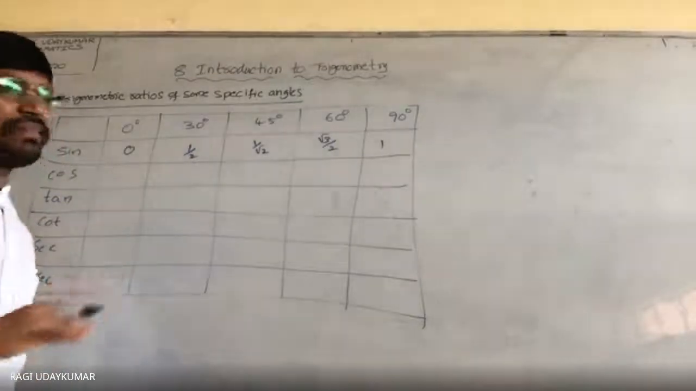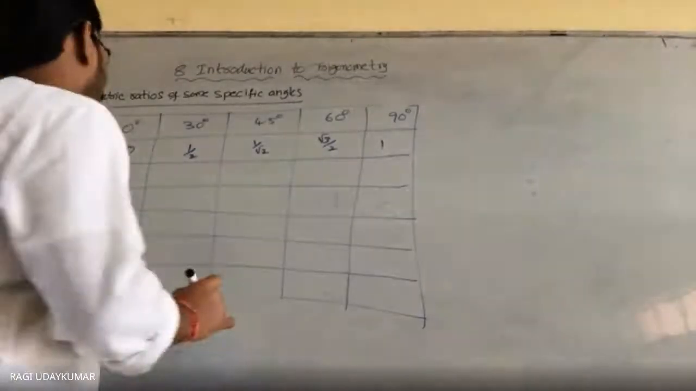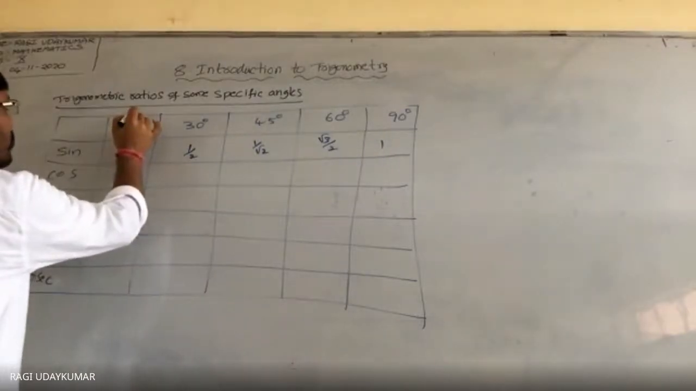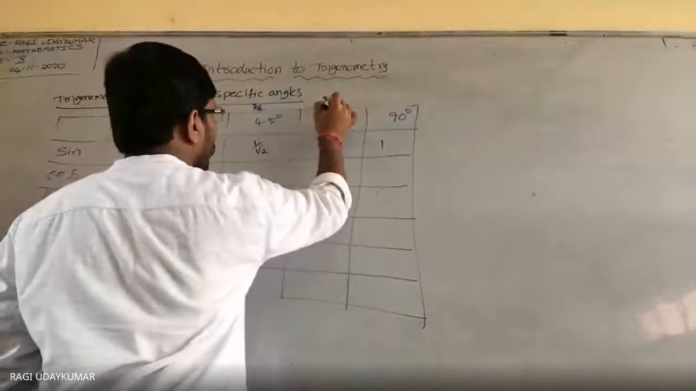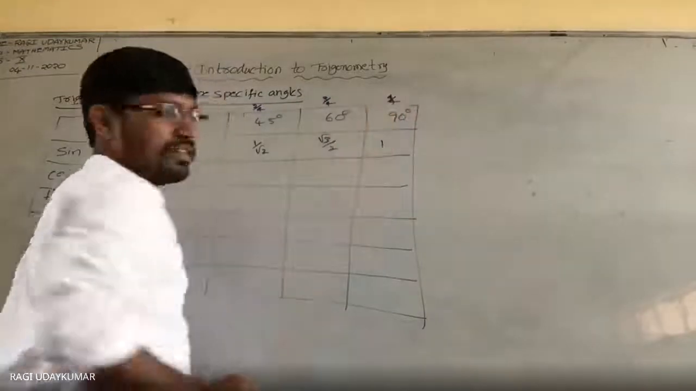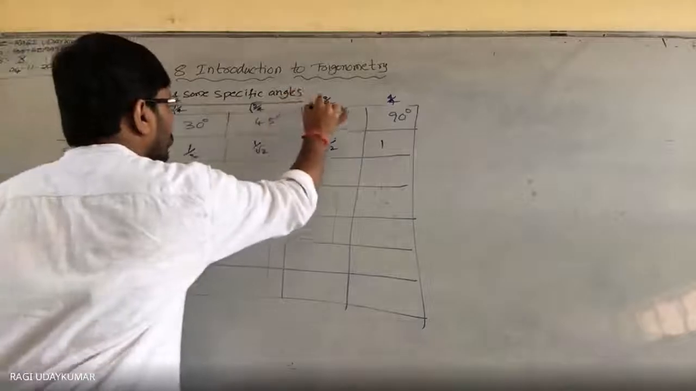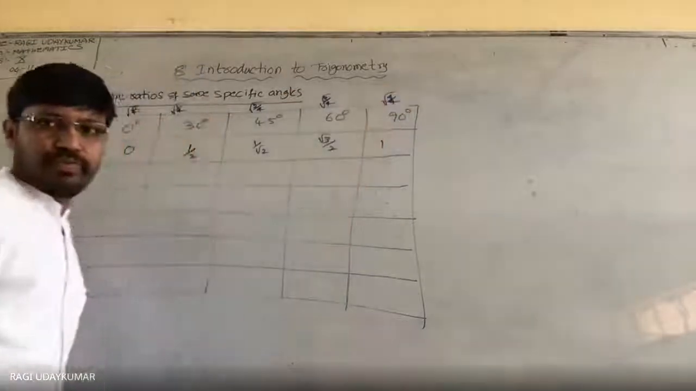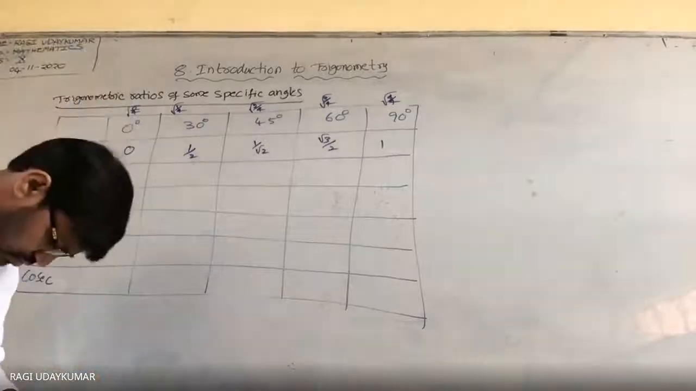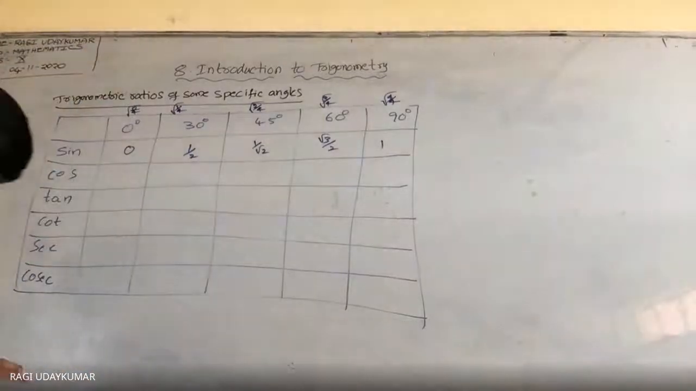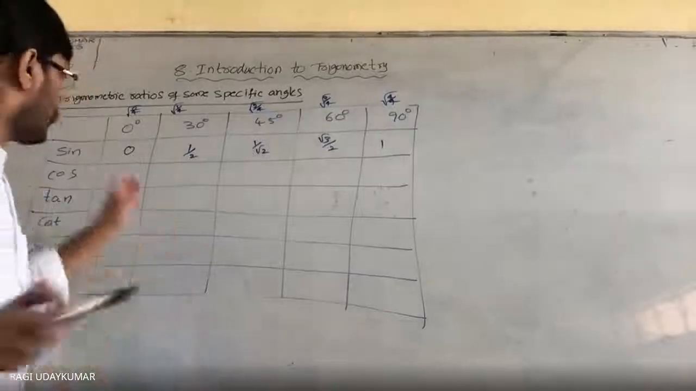If you want to remember this, you can remember it the easiest way. First you write here 0/4, here 1/4, 2/4, 3/4, 4/4, and you take the under root. So what is the value of 0/4? The value of 0/4 is 0. Under root of 0 is 0.